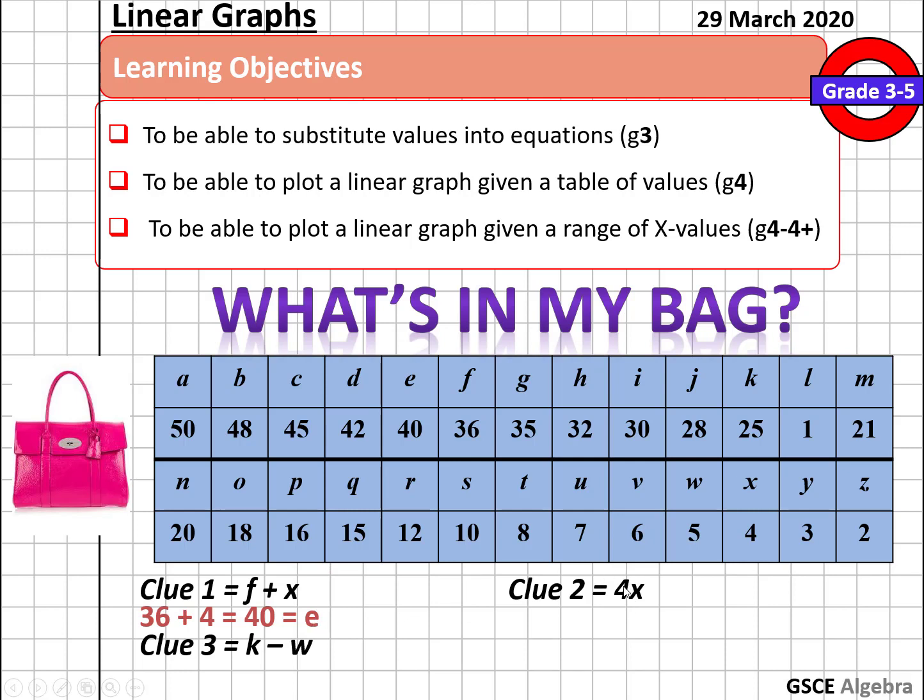Now, next clue is 4x, so 4 times x. That's going to be 4 times 4, which equals 16. Now, let's have a look. What letter is 16? It's P.